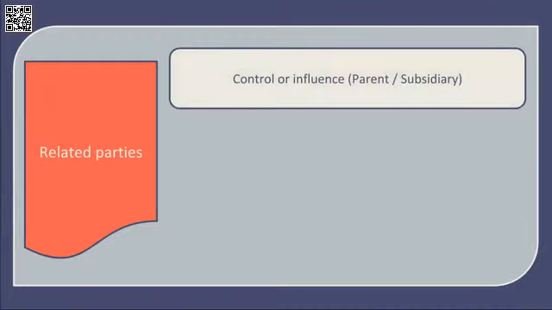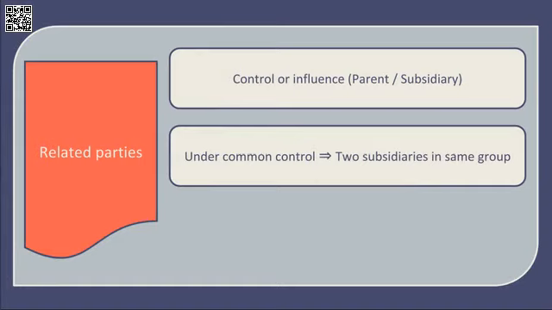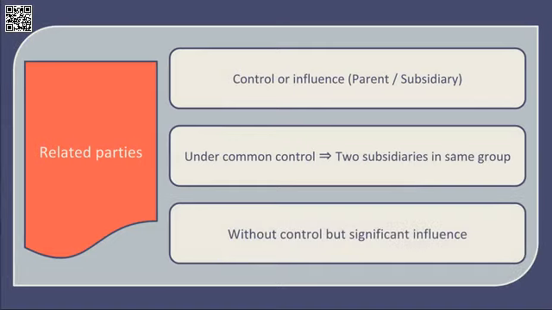A party is considered to be related to a company if it exerts control over a party or a party exerts control or influence over it. So, for example, a parent-subsidiary company situation. Or if it is under common control with an entity, so two subsidiaries in the same group. Or without control, has significant influence over the entity. So, for example, what about the CEO's wife? They are a related party to the company.